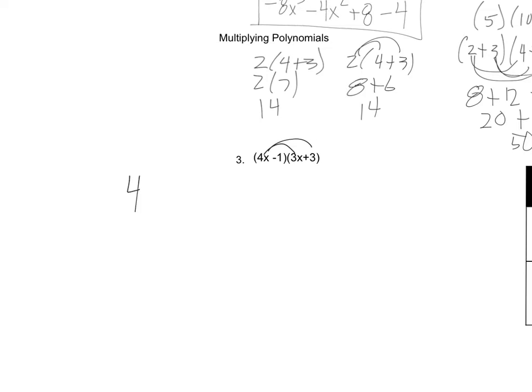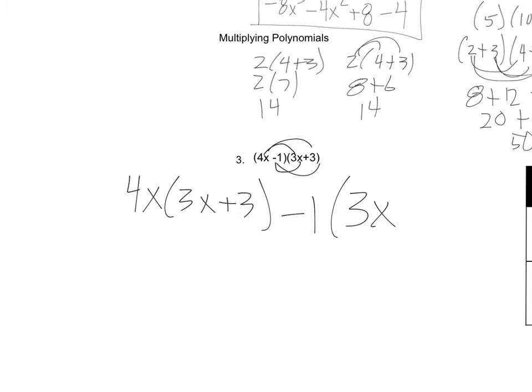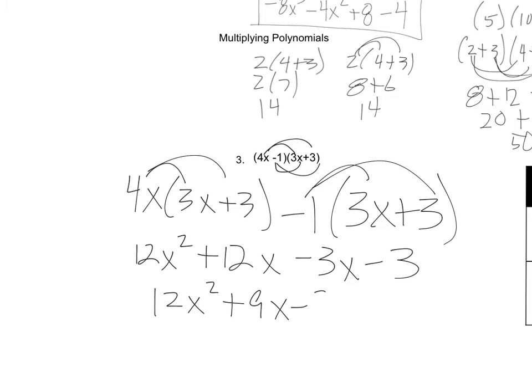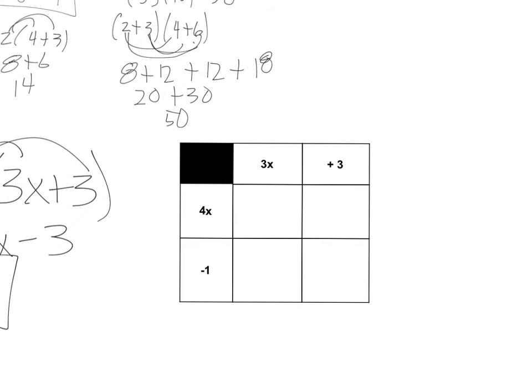So if we distribute, we're doing 4x times the (3x plus 3). Then we are distributing in the -1 times the 2 of those. And typically we like to skip that step and just write it out like this, which would be the FOIL: first, outer, inner, last. So we do 4x times 3x, that'd be 12x squared. And then 4x times 3 would be 12x. And then we distribute in the -1, we get -3x, and then we get a -3. Combine like terms, the middle ones, so we get 12x squared plus 9x minus 3, and that would be the simplified or expanded result.